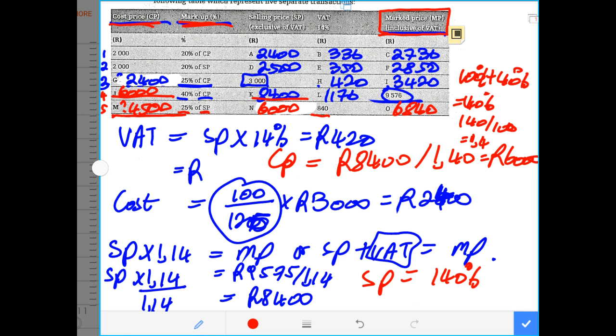I have shown you all the ways how to calculate VAT on a VAT inclusive amount, and how to calculate cost price when the markup percentage is on the cost price and on the selling price. And this is very crucial for you to understand as a student in accounting.